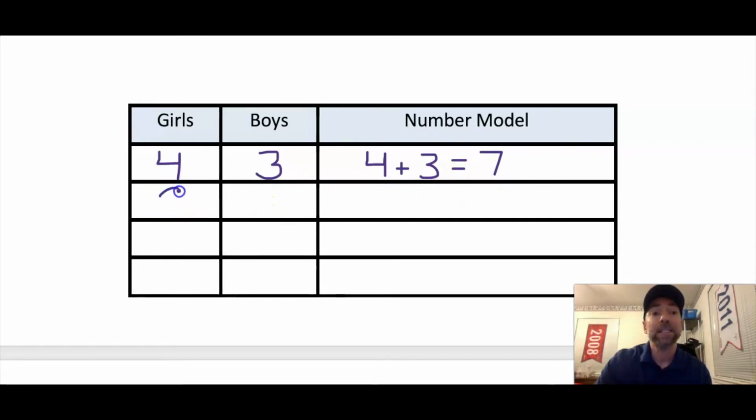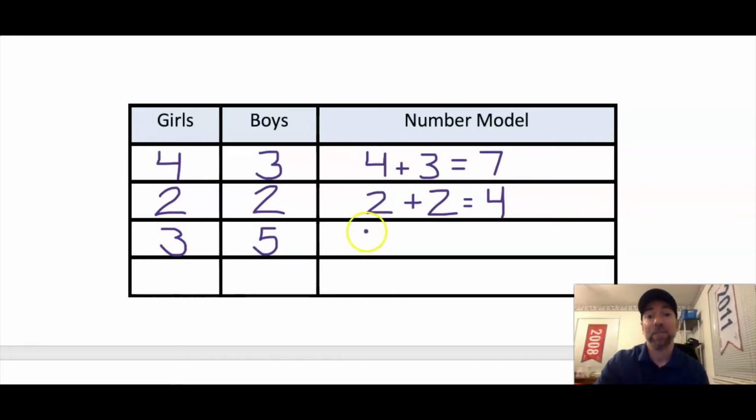I hear somebody said 2 girls and 2 boys. 2 plus 2 equals 4. What else could you have drawn? Oh, somebody said 3 girls and 5 boys. 3 plus 5 equals 8.